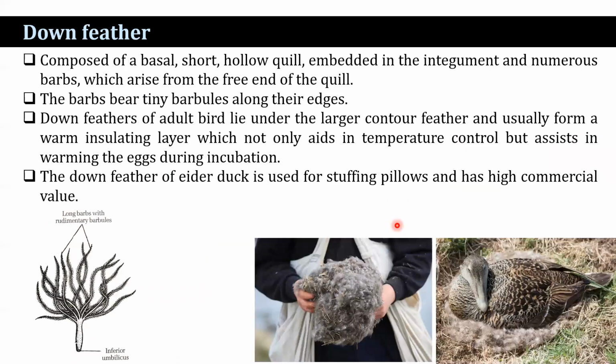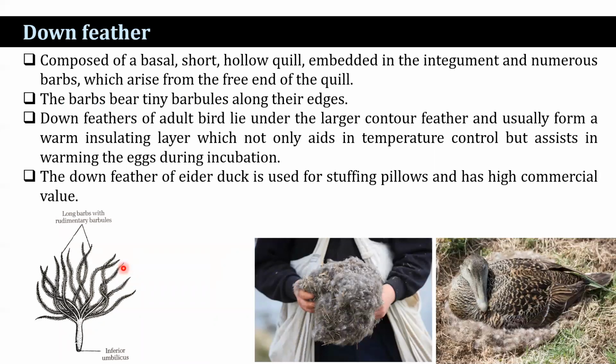Now the second one, down feather, that is also known as plumulae. Down feather is composed of a basal short hollow quill. This is a short hollow quill that is embedded in the integument, and that consists of numerous barbs which arise from the free end of the quill. The barbs bear tiny barbules along their edges. These are the small barbules here. This is shed when the contour feathers emerge later.